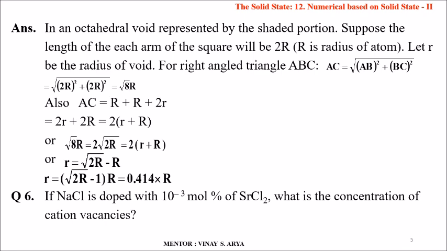So when we substitute this value in place of AC, twice small r plus twice capital R is equal to twice small r plus capital R. We have taken 2 as common.